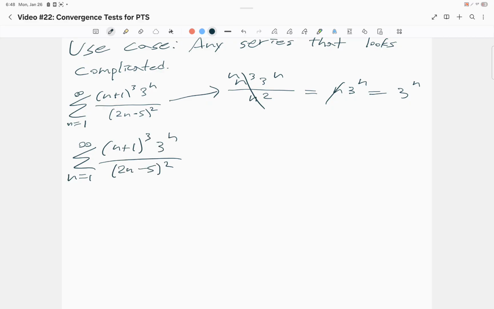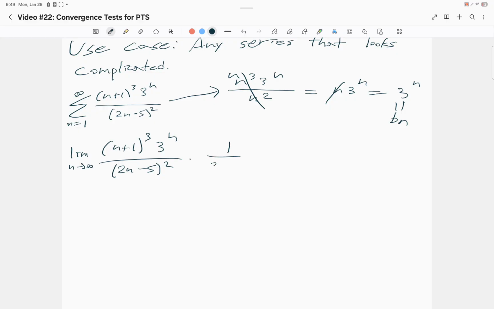But no, we don't need the sigma anymore. Now we do this. We want to divide it by our b of n because this is our b of n now, right? Equals b of n. And this was our a of n, right? So now we want to divide the two and take the limit as n approaches infinity.